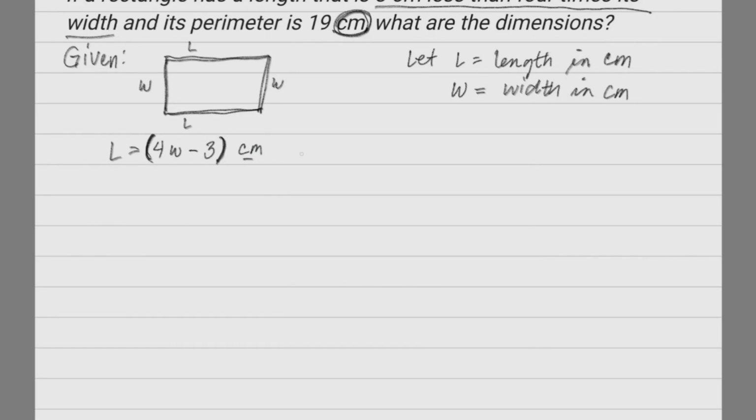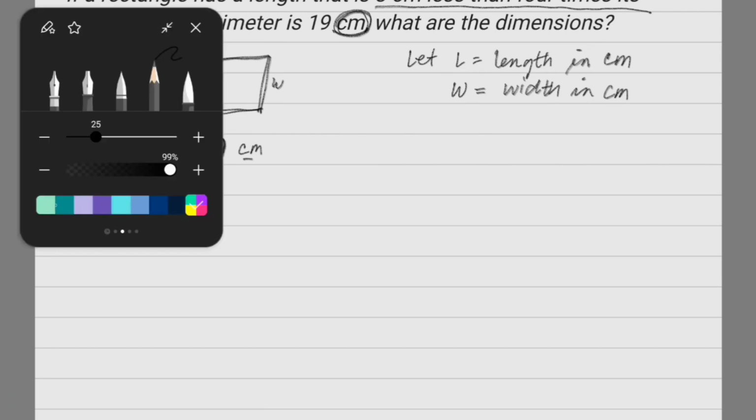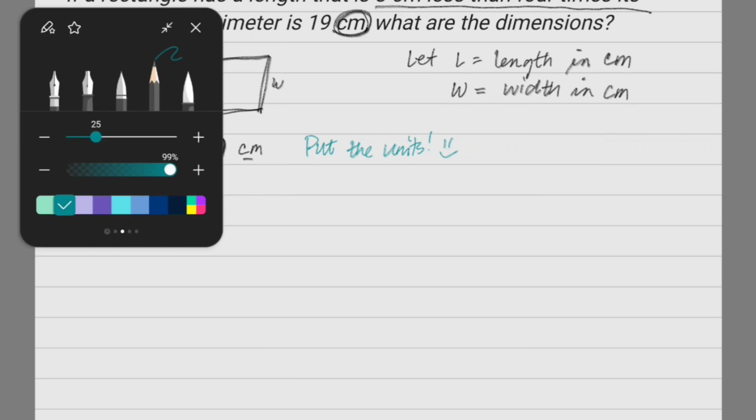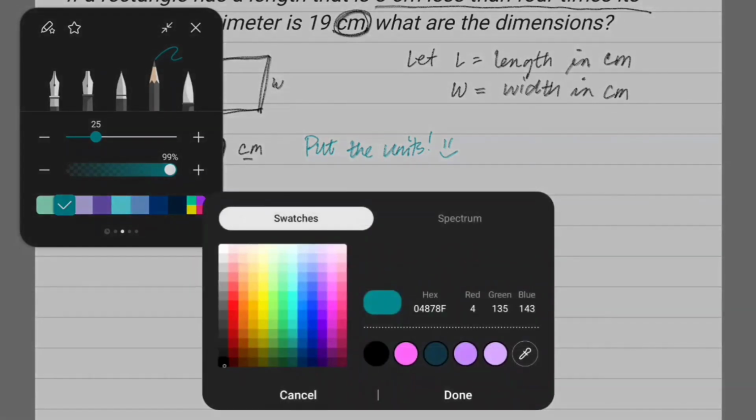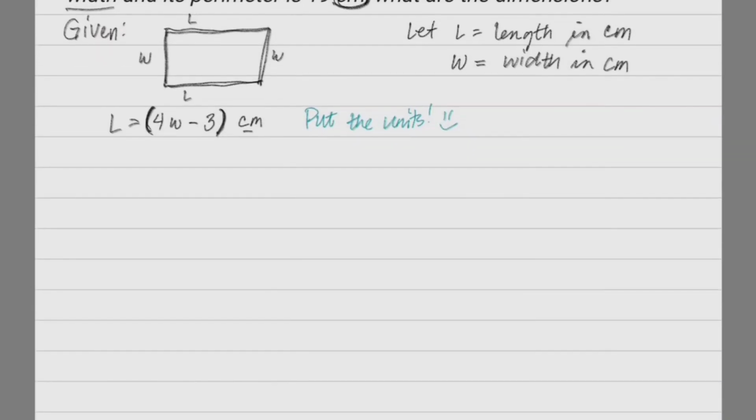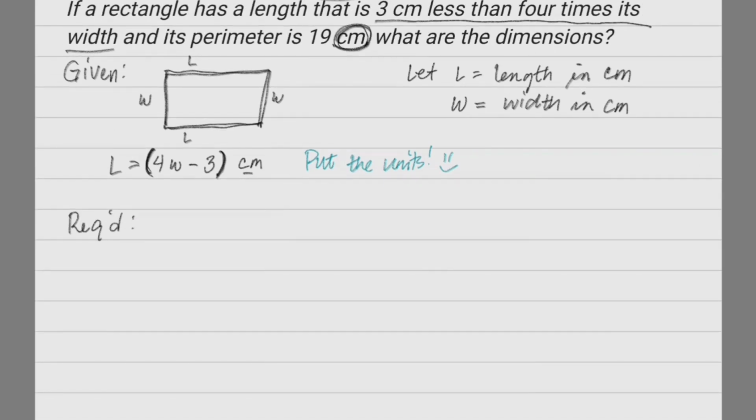Why? So that we can always remember to put the units. Let's try to change the color, so that we can always remember. Okay, now where's my black color? All right, now what do we do next? We write the required. What is asked in the problem? We are to find the dimensions, the length and the width in centimeters.